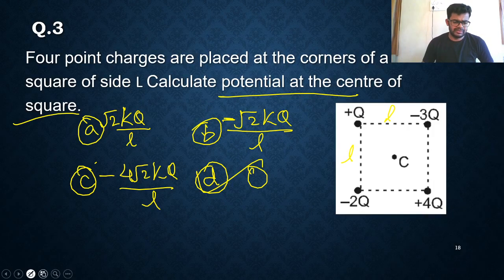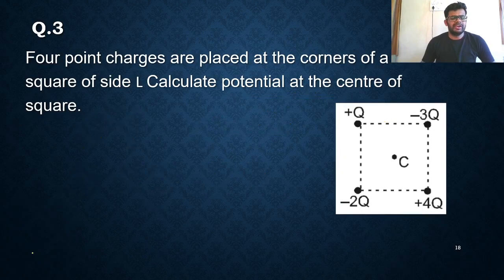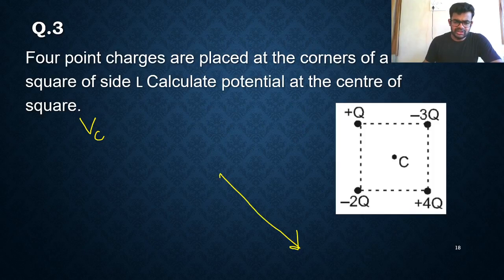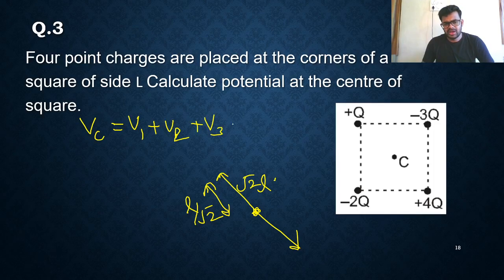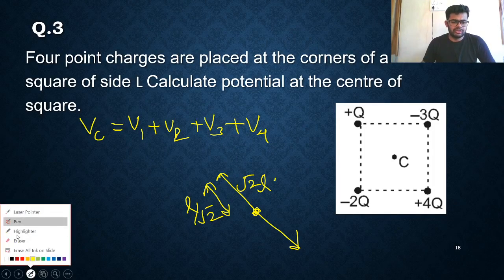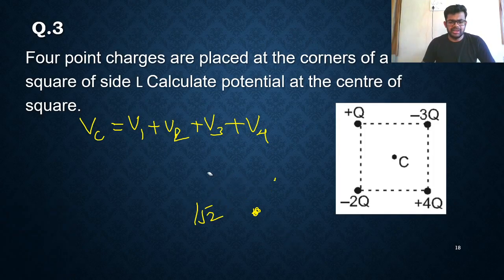So let us solve it. Simply speaking, I need to find the potential at C. You know the length of the diagonal is always root 2 L. Half of the diagonal, from here to here, will be L by root 2, since root 2 L divided by 2 is L by root 2. I will find the potential due to the first charge, second, third, and fourth charge, and add them all. All charges should be placed with sign.